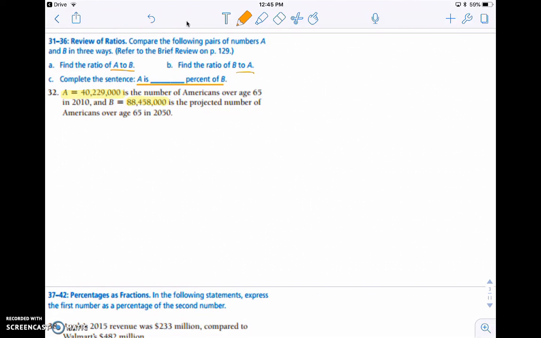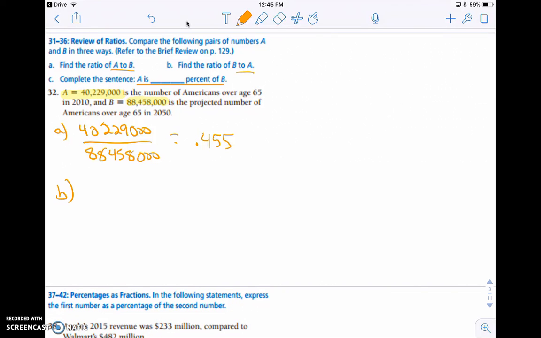So we want to figure out the ratio from A to B. That ratio is going to be 40,229,000 over 88,458,000. Okay, that's the ratio from A to B. So that's A divided by B. This ratio turns out to be about 0.455, or we'll see later here, A is about 45% of B.